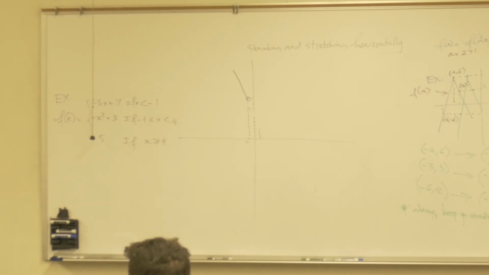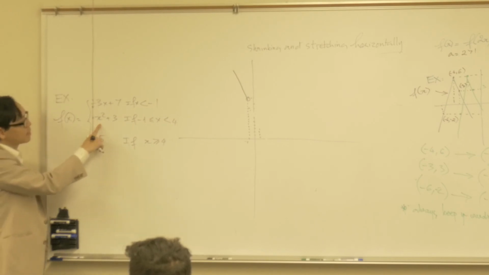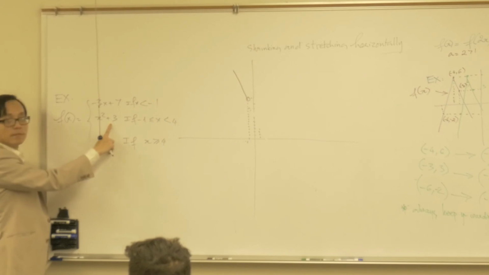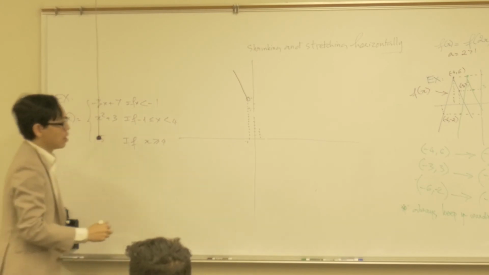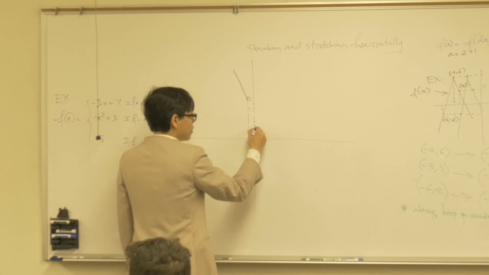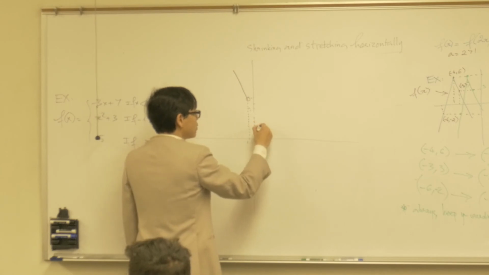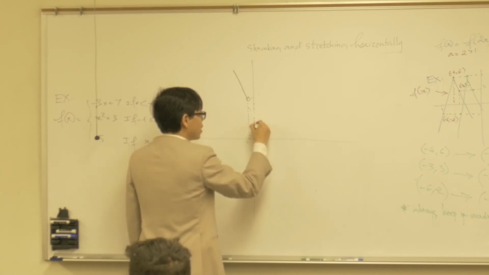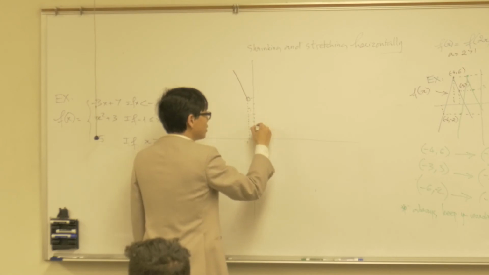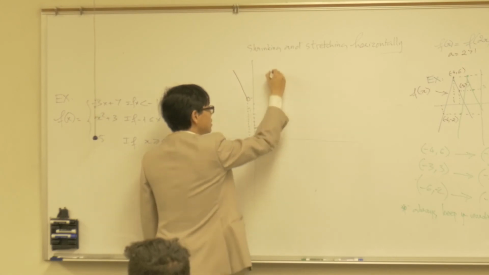The second one, it is what? It's a quadratic. It's a square function. And what is the transformation here? Up 3. So up 3, 1, 2, 3 right here. So we're gonna have something like that, right? 1, 2, 3, 4. So we have something like this.